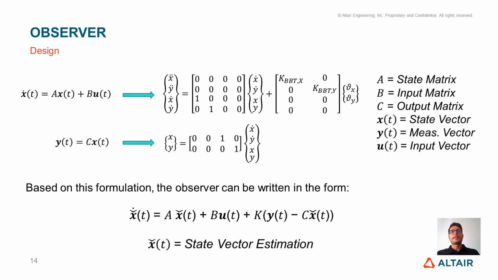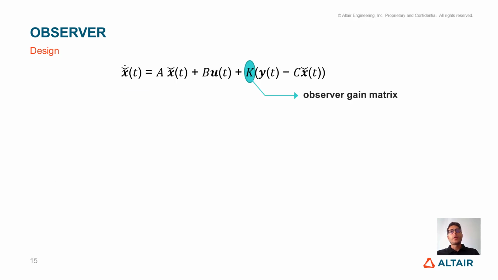As we have said, the starting point is the system state space representation. If we skip some mathematical steps, which are detailed in the ebook, we come up with the observer formulation. In this formulation, we find the same A, B, C matrices, but also a K matrix. When we talk about observer design, we mean that we need to determine this K matrix, which is known as the observer gain matrix. Here, we propose 2 ways to determine this matrix, leveraging 2 Altair Compose built-in functions.